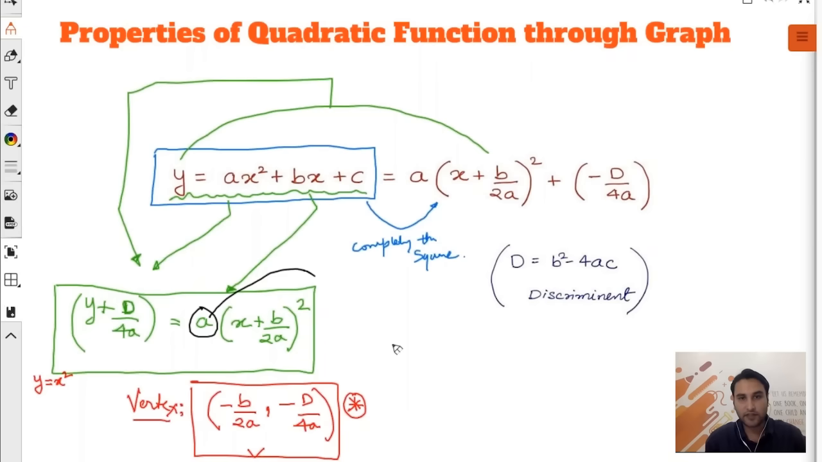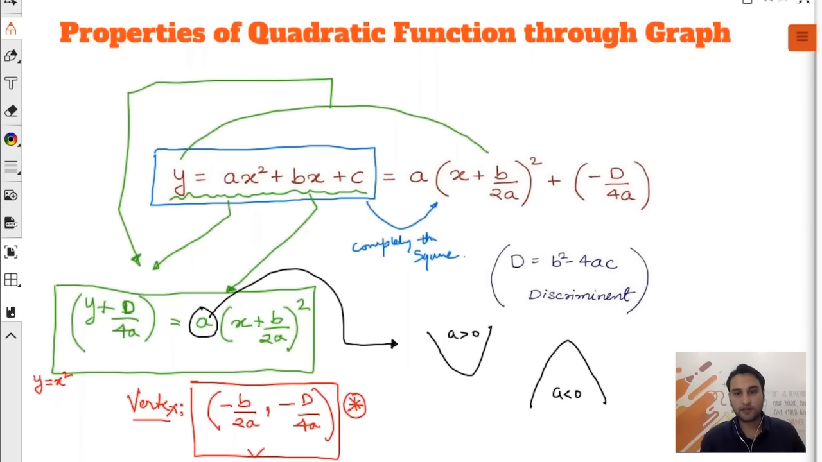This a simply decides, if a is positive, the graph faces up. I told you, whatever multiplies with x square, if it is positive, graph faces up. If it is negative, graph faces down. That's it.